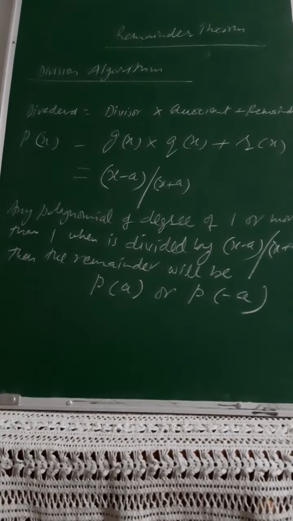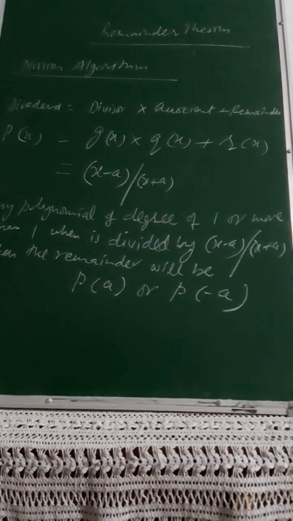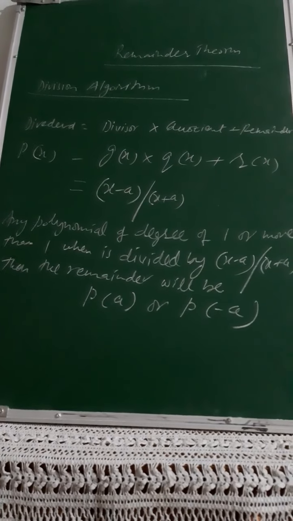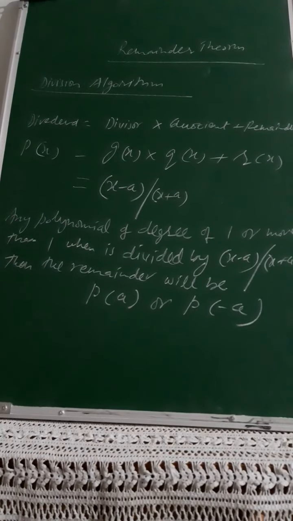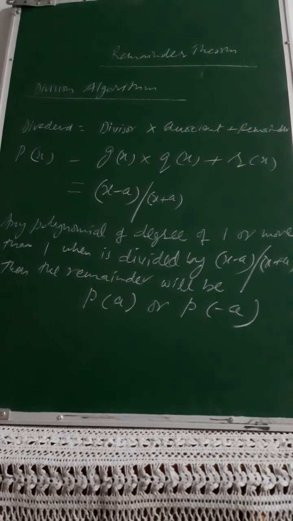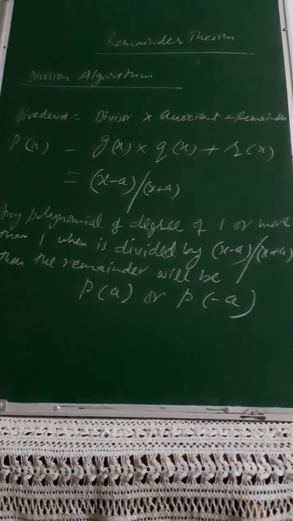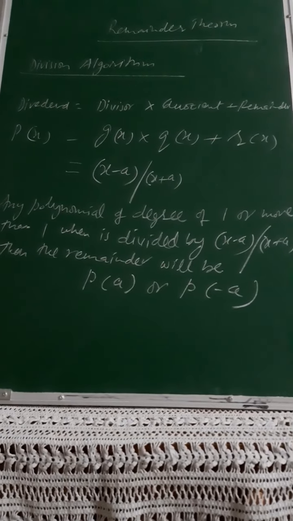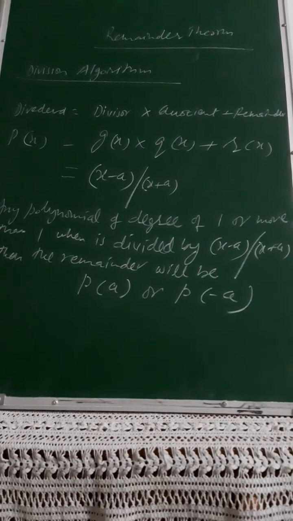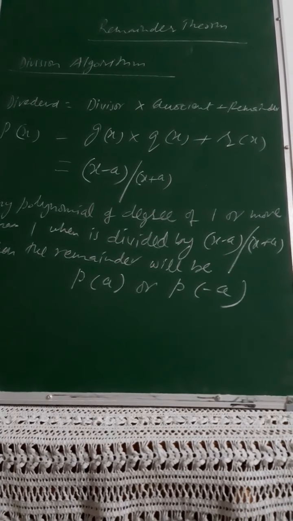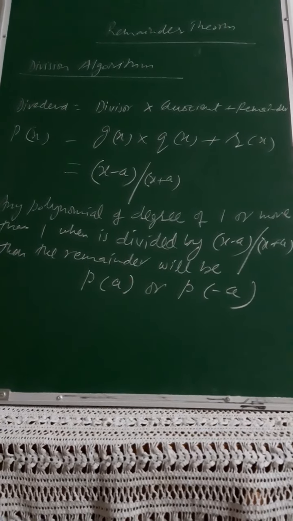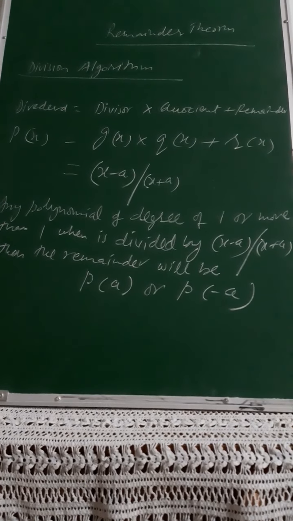So please be clear with this statement: if any polynomial of degree 1 or more than 1 is divided by x minus a or x plus a, I said that is the limitation of application of this theorem. It is applicable only and only to those questions where the divisor consists of degree 1. If it is more than 1, we just cannot apply this theorem. If it is less than 1, again we will be helpless. But finally, if your divisor is of degree 1, then my remainder I can straightaway represent in the form of p(a). That is, if it is x minus a, then the remainder will be p(a). Or if it is x plus a, then my remainder will be p(minus a).